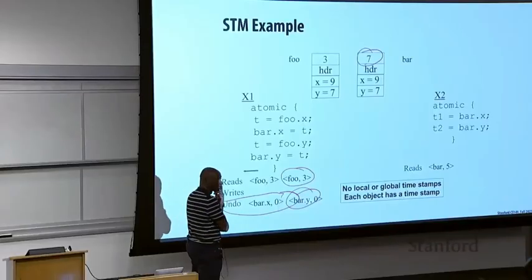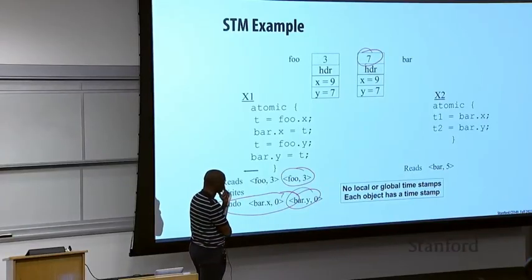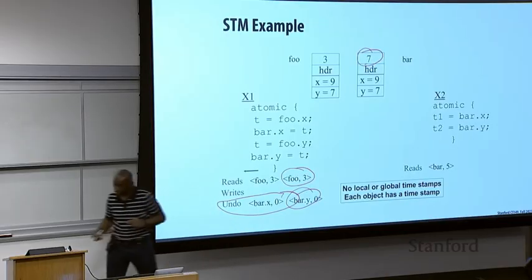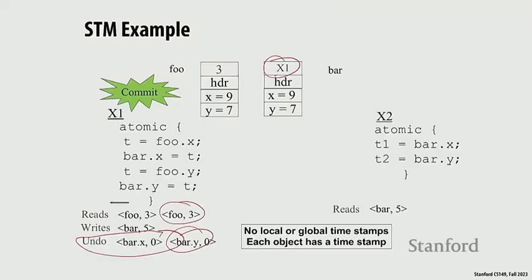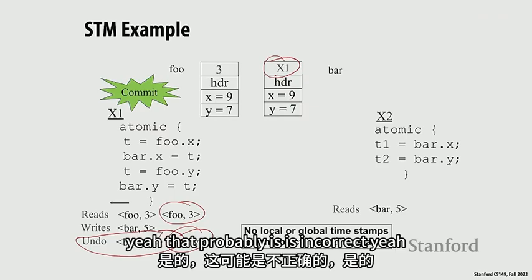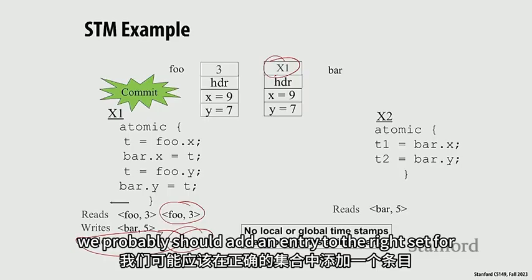Okay? Yeah. So when we had the reads be two separate things in the read set? Yeah. But there's only one in the write set. Can you talk through what that is? When we did bar.x equals t, we had bar in the write set. And then when we wrote bar.y equals t, we just added to the undo set, we didn't add another element to the write set. Yeah, that probably is incorrect. We probably should add an entry to the write set for both writes to bar. Okay. Yeah.